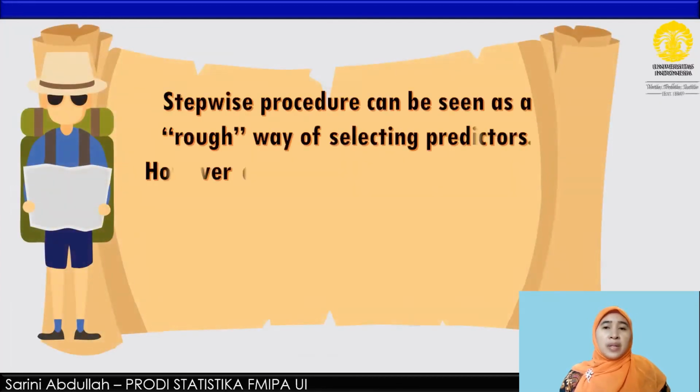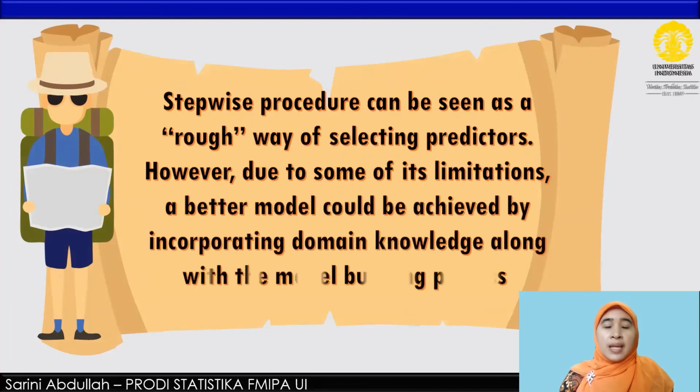So in conclusion, we can say that the stepwise procedure can be seen as a rough way of selecting predictors. However, due to some of its limitations, a better model could be achieved by incorporating domain knowledge or our understanding about the problem in the model building process, to get a more improved, better model that fits the data.